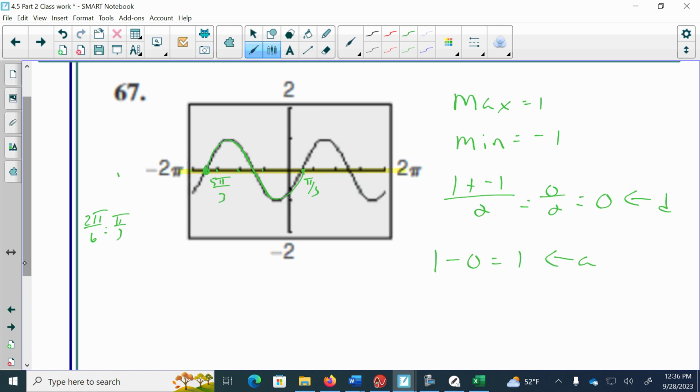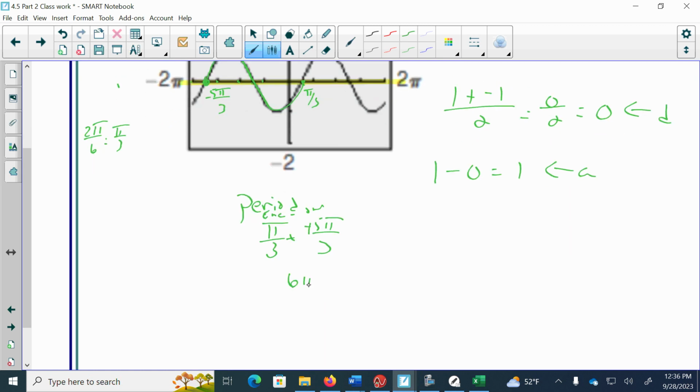Okay. So then to find my period, and that's -5 pi over 3, I'm going to take my pi over 3 and subtract my -5 pi over 3. So I'm taking my end minus my start. When I do all that, I get 6 pi over 3, which is 2 pi. So that is my period. To find my b, I'm going to take 2 pi and divide it by my period, which is also 2 pi, and my b is going to end up being 1.